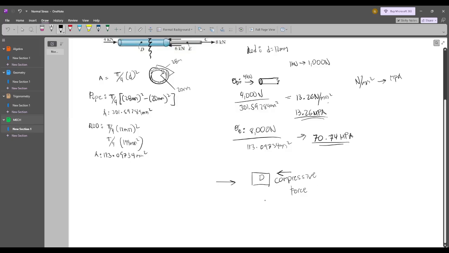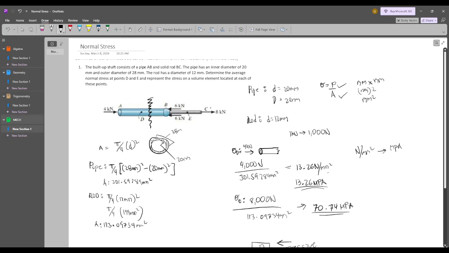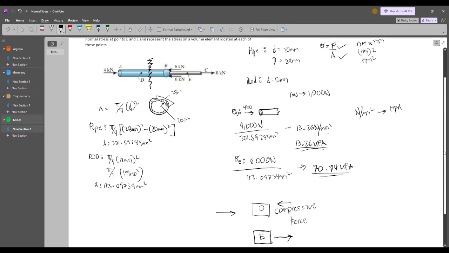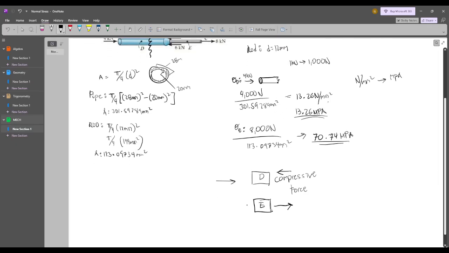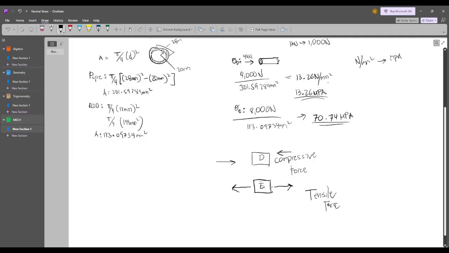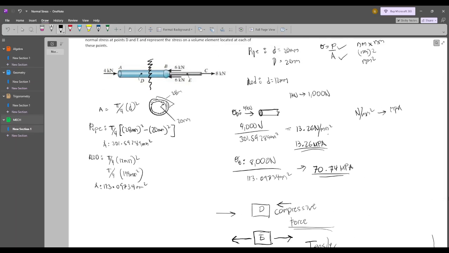Now at point E, let's imagine a volume, let's say a cube. It's actually a tensile force. Because since the original force is pulling away at point D, then with the law of equilibrium, this must also be pulling away from point E, meaning it's being stretched out, so it's a tensile force, while this one is a compressive force. Well, there you go. We've answered it.